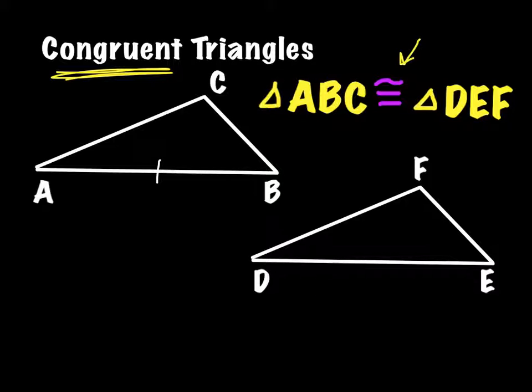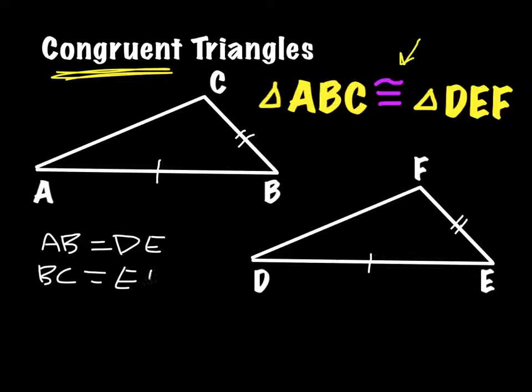Because they are the same size, we know that AB must be equal to DE. We also know, because they're the same size, that BC is equal to EF. And because they're the same size, we know that the length of AC must be the same as the length of DF.